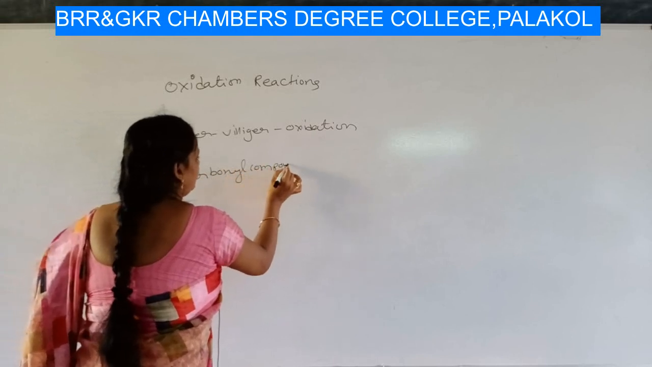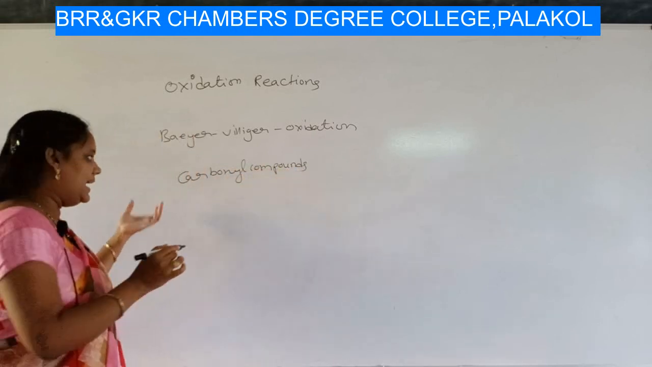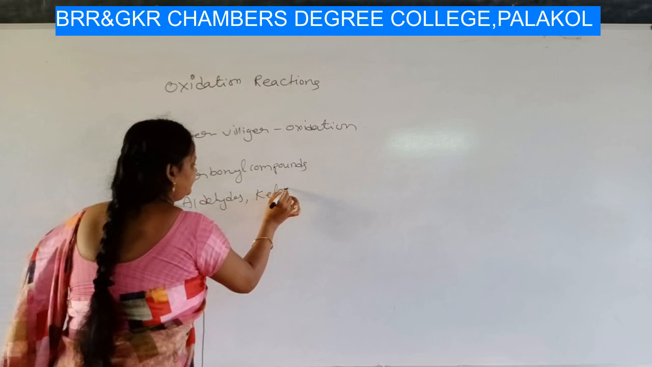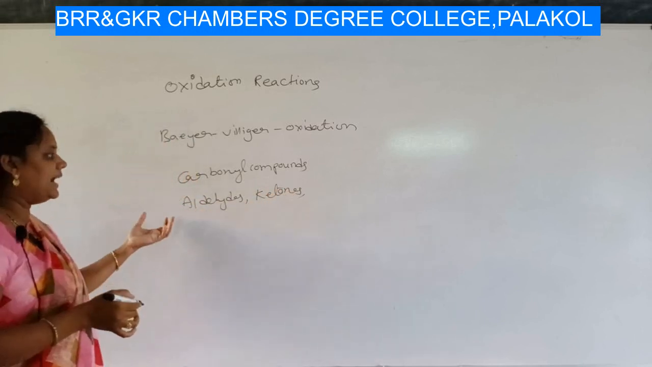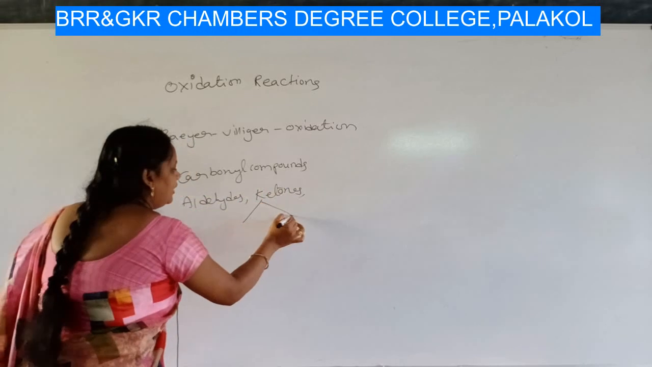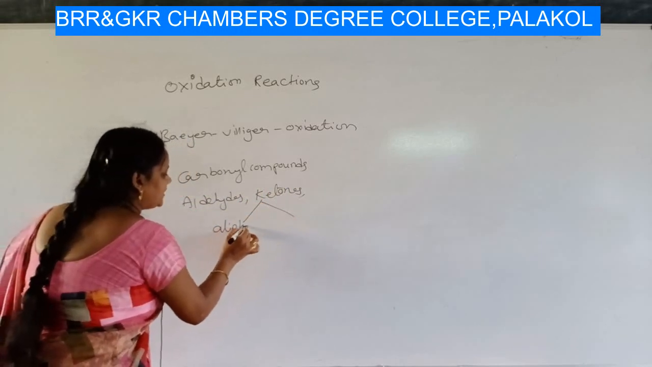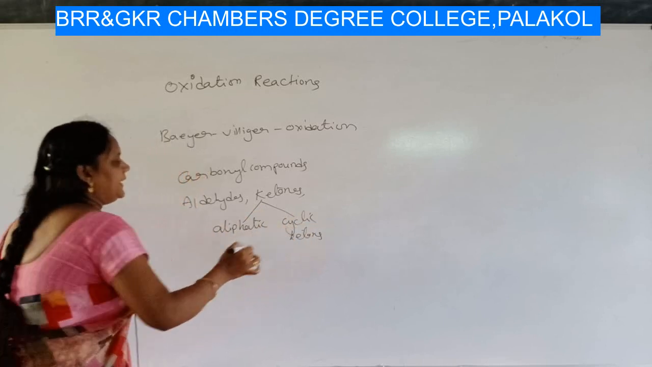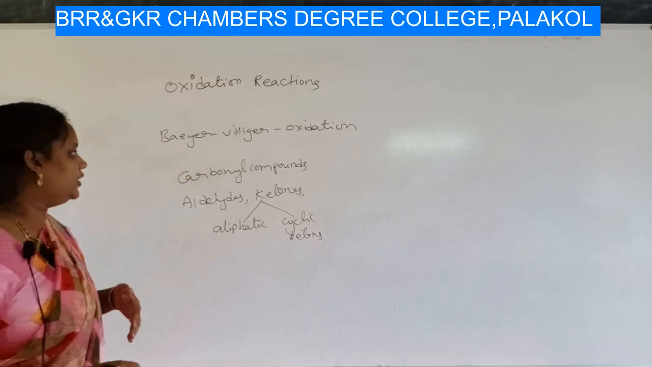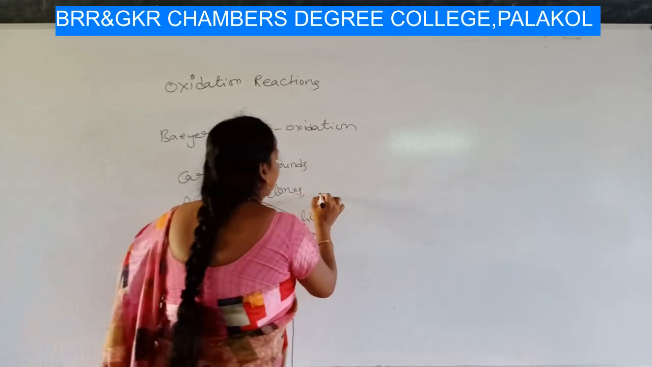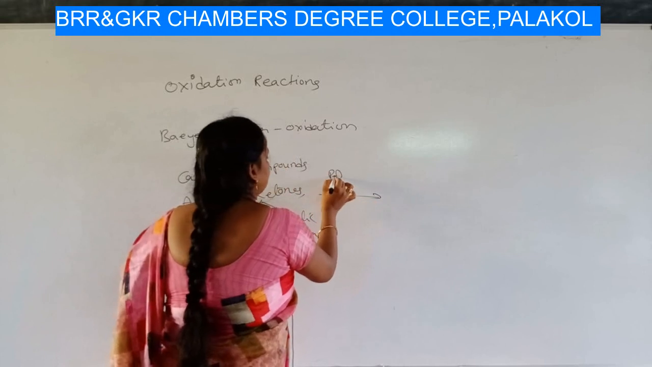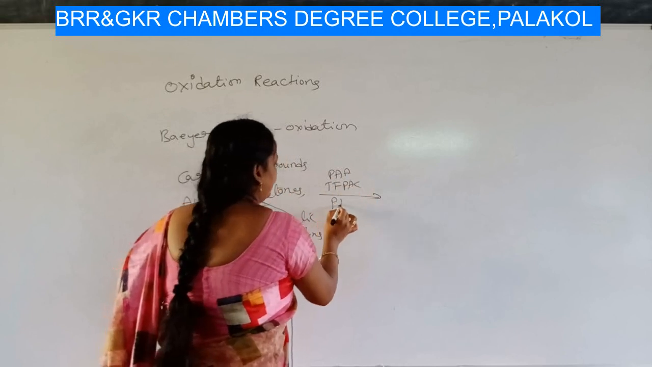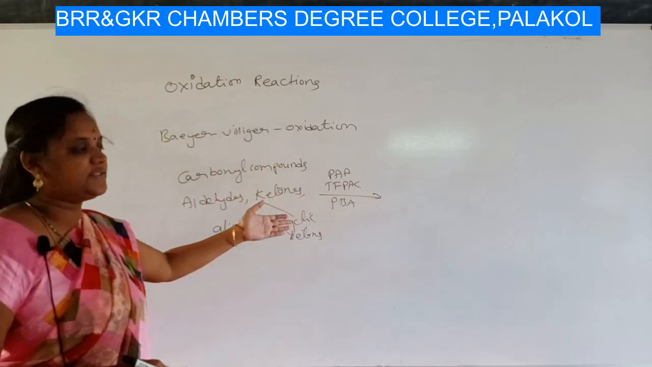Carbonyl compounds: we'll take aldehydes and ketones. Ketones we'll take two types, aliphatic ketones and cyclic ketones. Okay students, we will treat them with per-acetic acid, trifluoro-per-acetic acid, or per-benzoic acid. We use these reagents for oxidation.